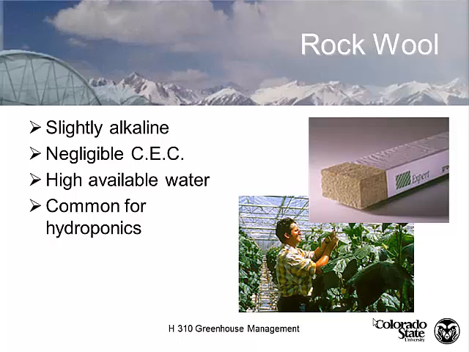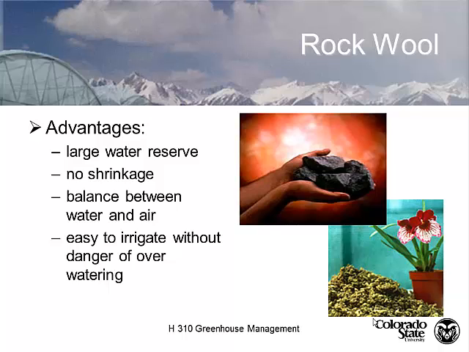This is a picture of a hydroponic rock wool slab that is used for growing tomatoes, lettuce, such as that. Rock wool has a large water reserve. It's really easy to irrigate it. One of the things about it, rock wool is so well drained, it's not likely to hold too much water, so you won't get waterlogging, and you can't overwater it. So it's a pretty good material.